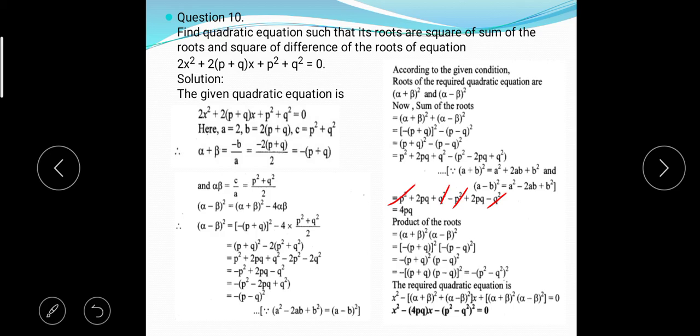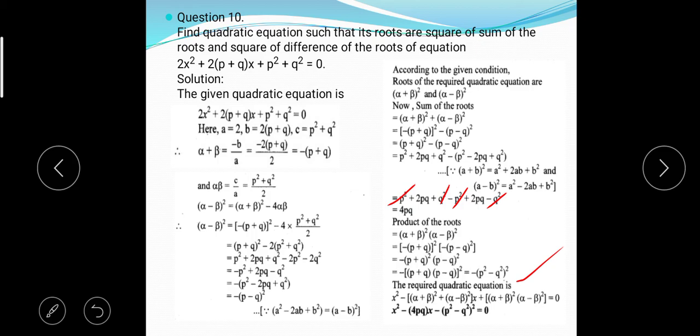You will get a square minus b square. So by using the identity, you will get the minus as it is, and in the bracket p square minus q square whole square. And then the required quadratic equation is, what is p square minus q square whole square?